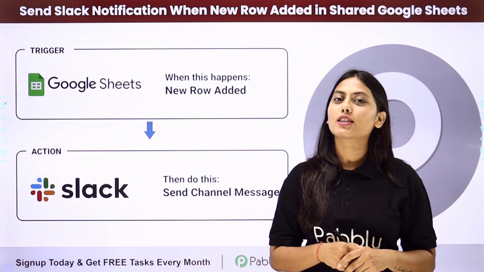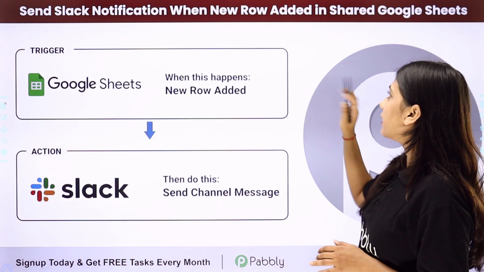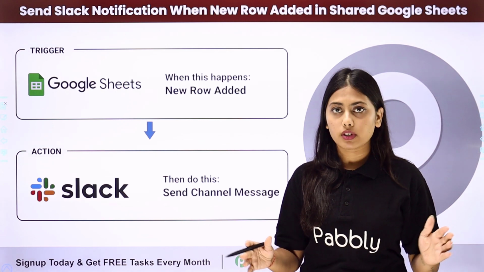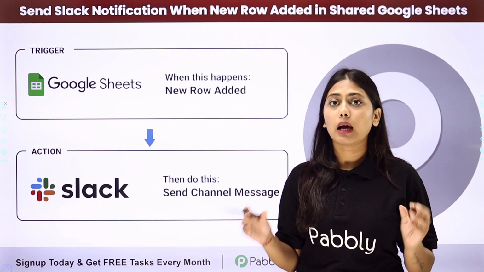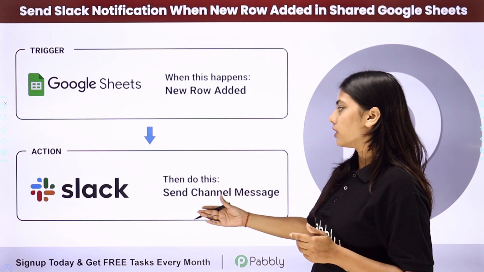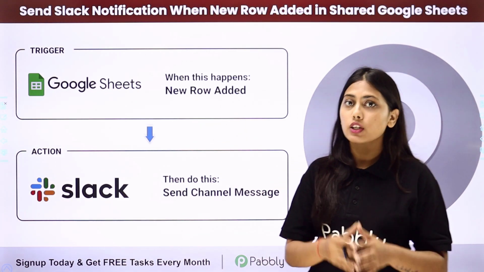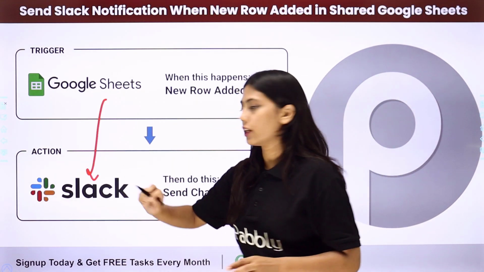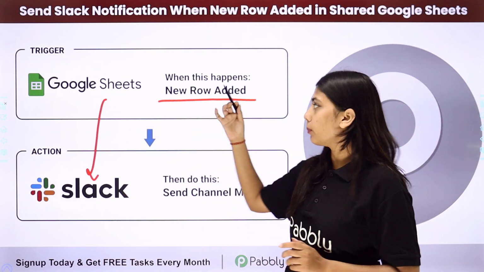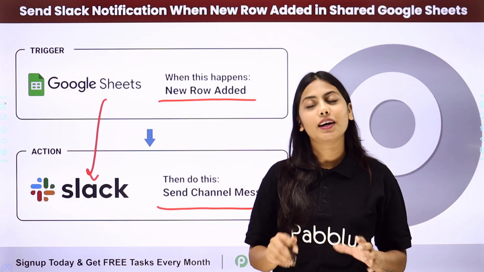Hello everyone. So in this video, we are going to learn how to send Slack notification when new row is added in a shared Google Sheet. Let's say there is a Google Sheet which is shared among team members, and whenever any of the team member updates or newly creates a row in that Google Sheet, then the whole team gets a notification as a Slack channel message. So you can get this automation done with the help of Pabbly Connect, where you will integrate these two applications, and in this automation our trigger will be the new row added in Google Sheet or updated, and our action will be to send a channel message in Slack. Let us learn how to do that.